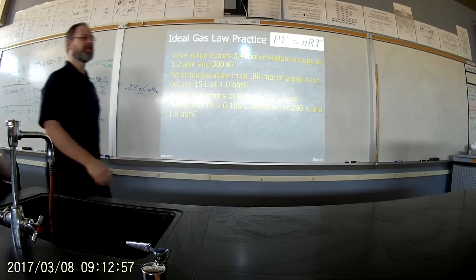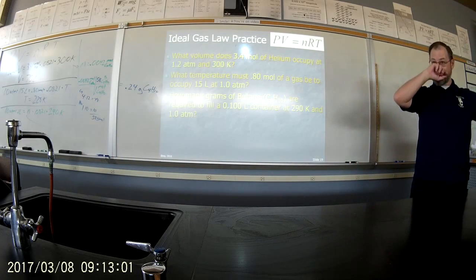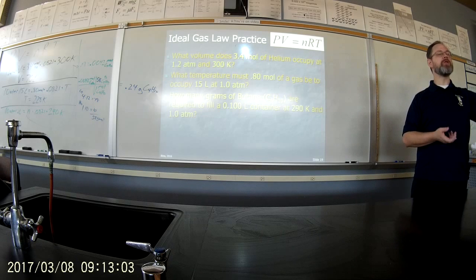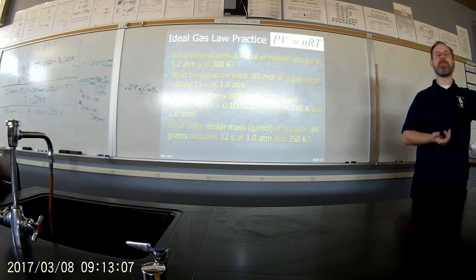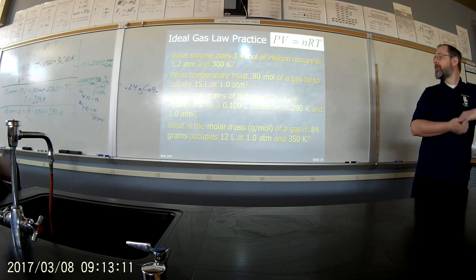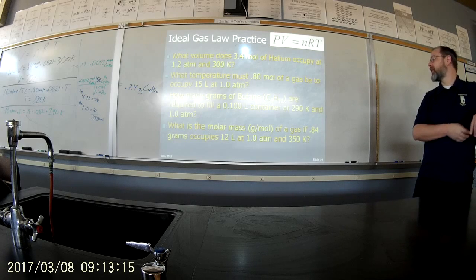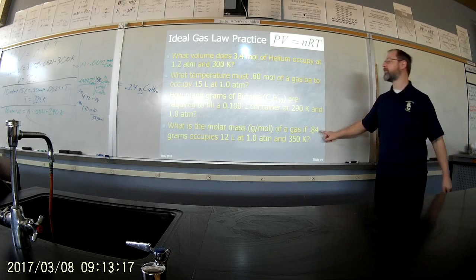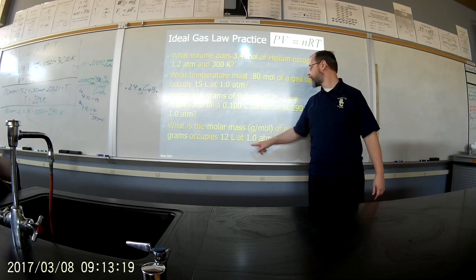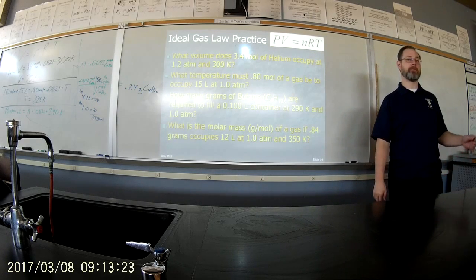Okay, one more type of ideal gas calculation, and that is when you don't know what your gas is and you have to figure it out. So consider this. What is the molar mass in grams per mole of a gas if 0.84 grams occupies 12 liters at 1 atmosphere and 350 Kelvin?